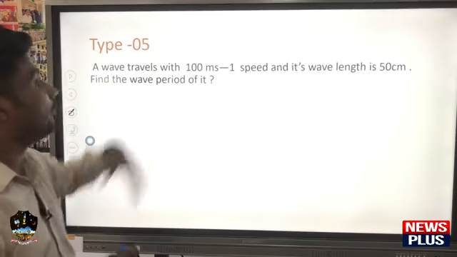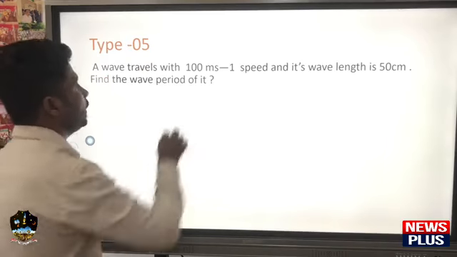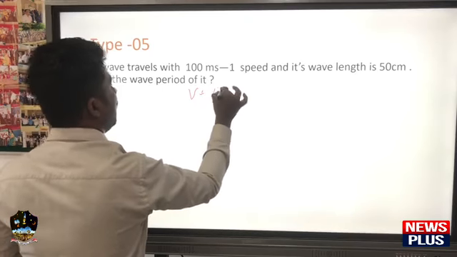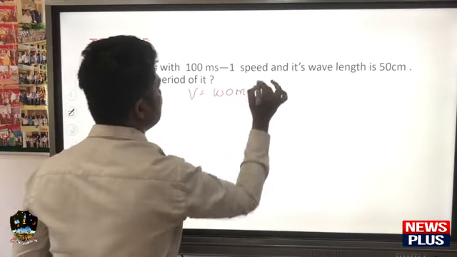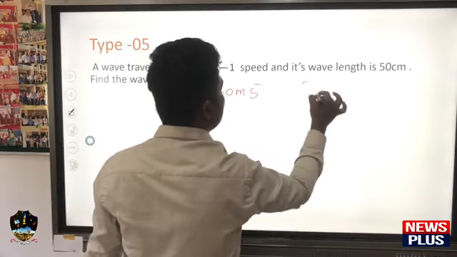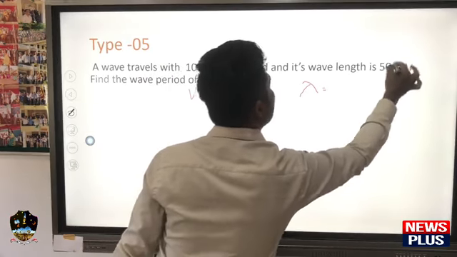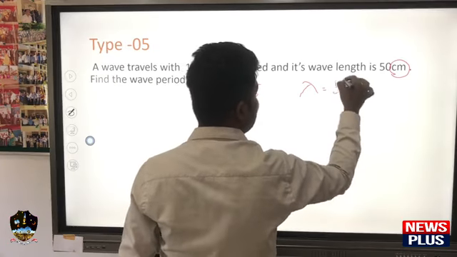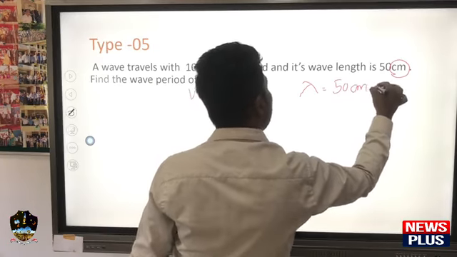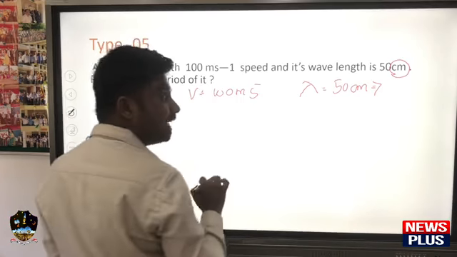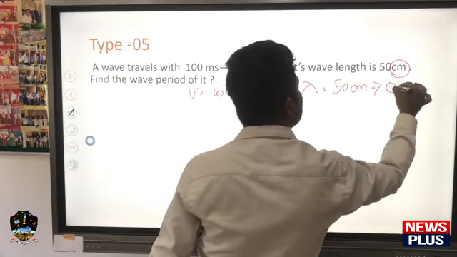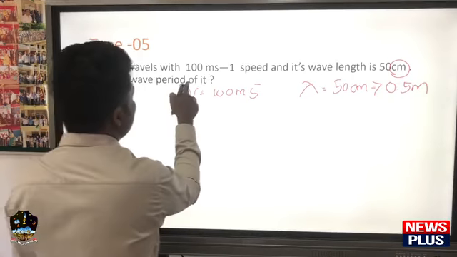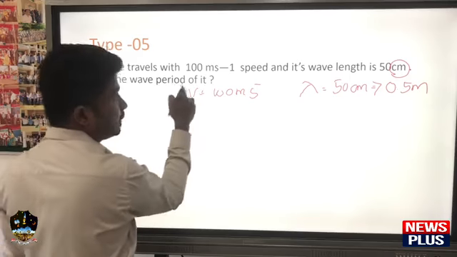Let's look at the type 5 question. A wave travels with V equal to 100 m s^-1, and its wavelength lambda is given. This is very important: it is given in centimeters, 50 centimeter. So you have to change it into meters, and that is 0.5 meter. So it has been asked the wave period.